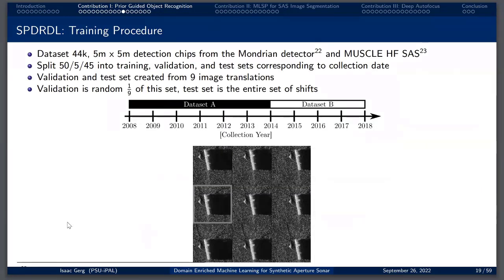So we're going to evaluate this algorithm on a NATO data set that we received from the MUSCLE SAS system. This data set is about 44,000 images. To split this data up into training, validation, and test, we're going to divide it into two segments based on time. For the first 6 years of this 10-year collection period, we're going to use the data for training and validation, and then we're going to use data set B here for test.